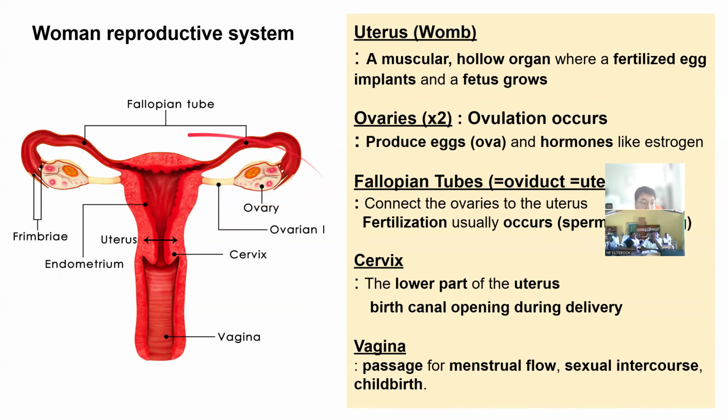And females have 2 ovaries on the left and on the right side. This is where ovulation occurs. Ovulation is the production of eggs and hormones like estrogen.